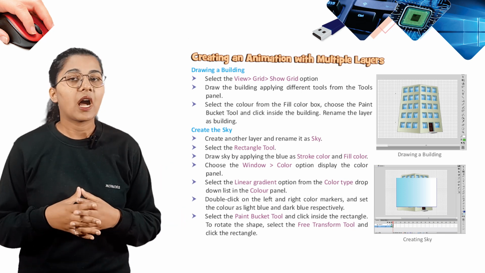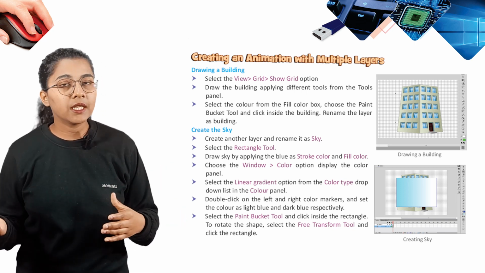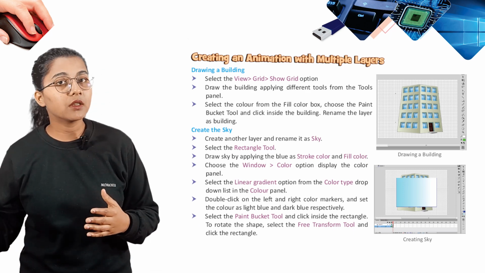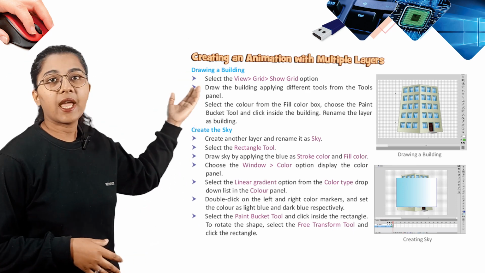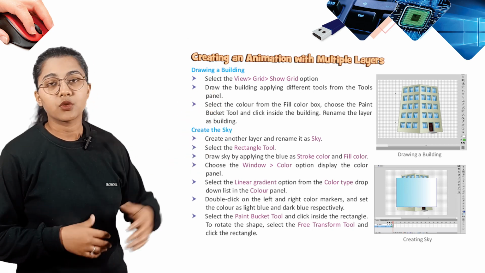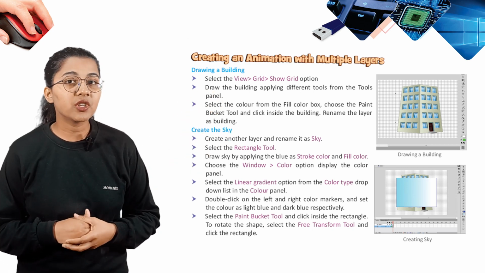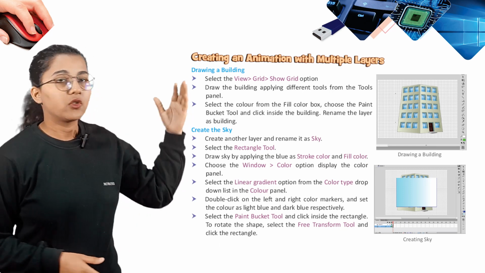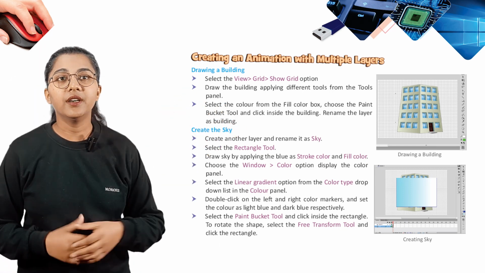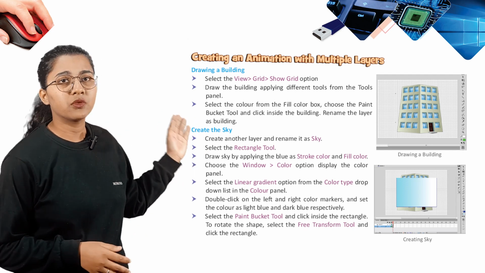Now, after learning about creating a layer, renaming a layer, hiding and locking any layer, it's time to read about creating an animation with multiple layers. So how will we create animation with multiple layers? Let's read. So first we have drawing a building. Here, to do so, we have some steps to follow.